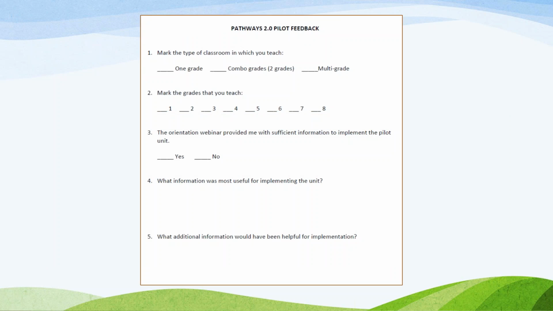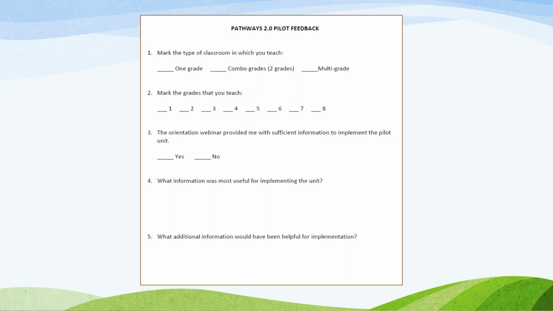Here is a shot of the feedback form, the survey that you will complete after you have implemented the HEROES unit or units. Just take a look at the types of questions that you will be responding to. Of course, the demographic info is at the top, but number 3, does this orientation webinar provide you with sufficient information to implement the pilot unit? Number 4, what information provided during this webinar is the most useful to you? And number 5, what additional information would have been helpful for implementation?